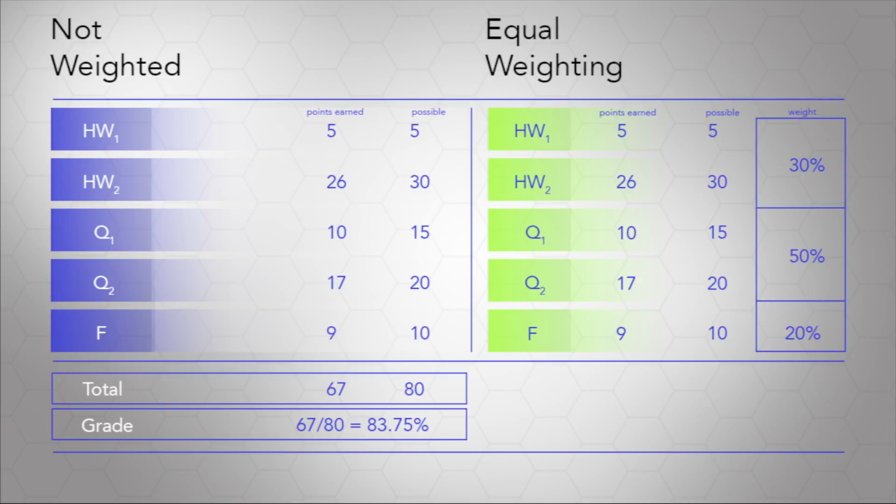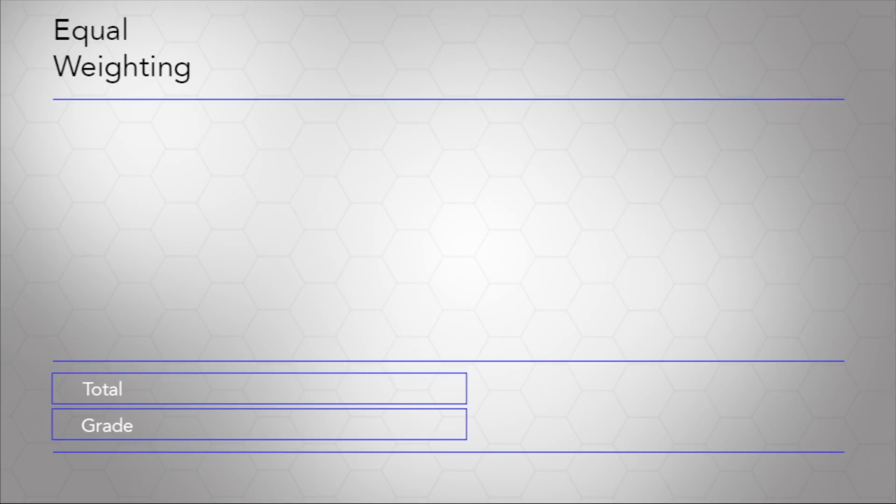Now, the major difference here between not weighted and equal weighting is that we have a lot more calculations to do, so just bear with me and we'll go through it step by step. So for the first category, homework, let's look at the points earned divided by the points possible. So the student got 5 out of 5 and 26 out of 30, and that translates in percentage to 100% plus 86.7%. Now we want to take the average of that grade, because this is equal weighting.